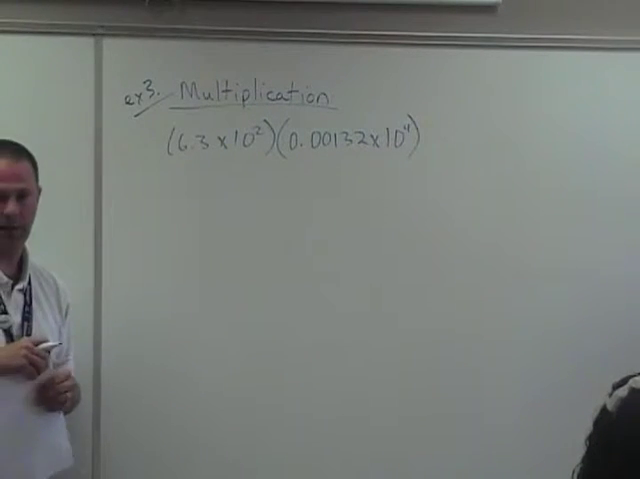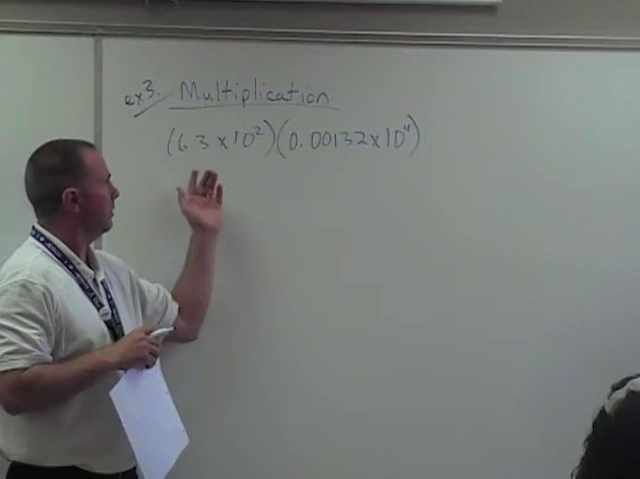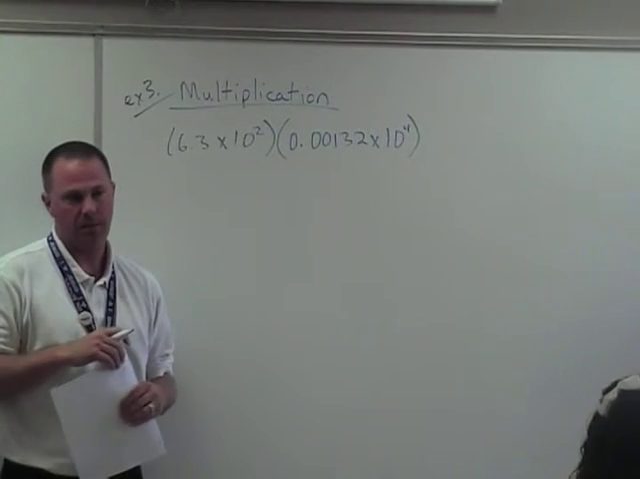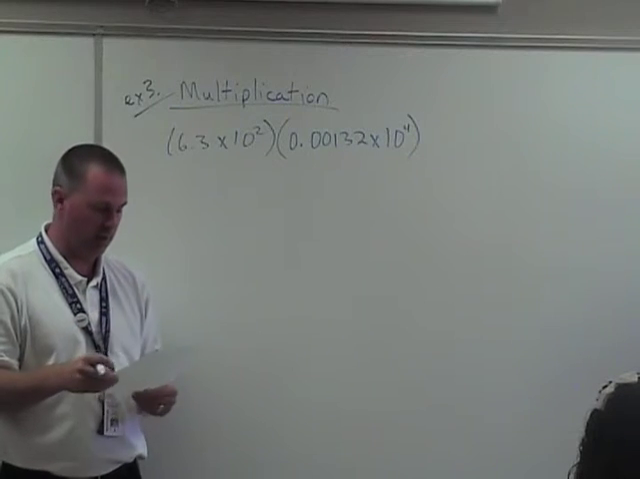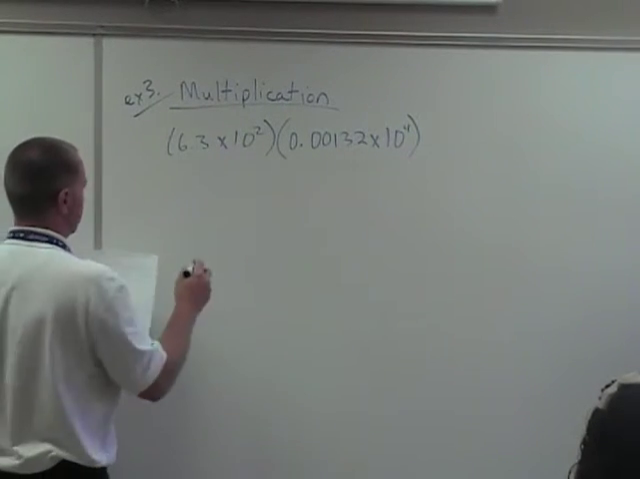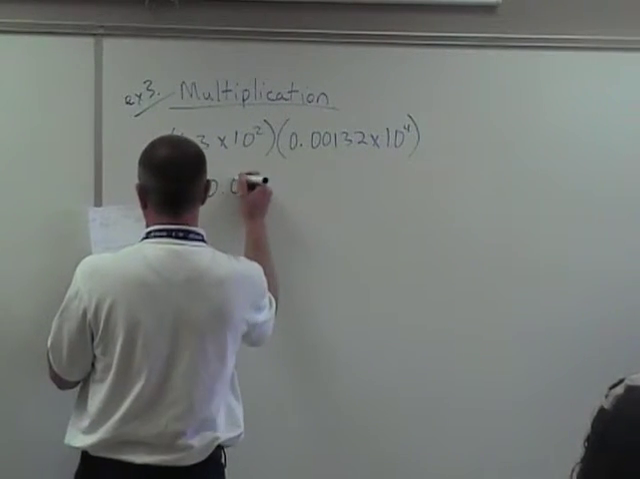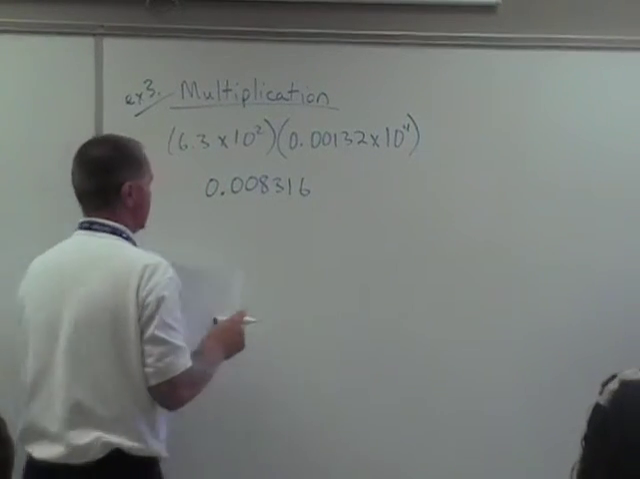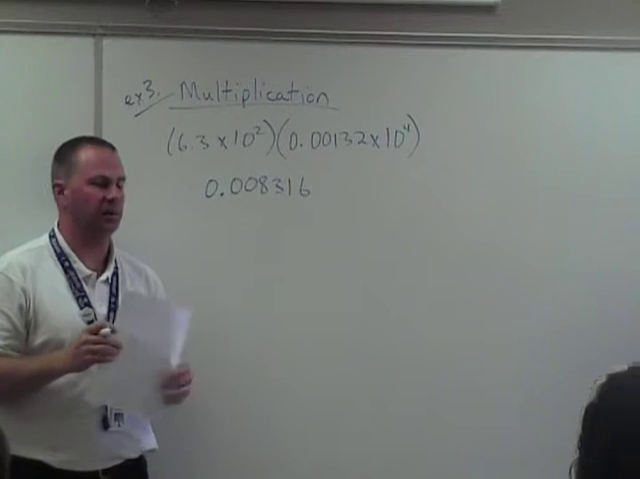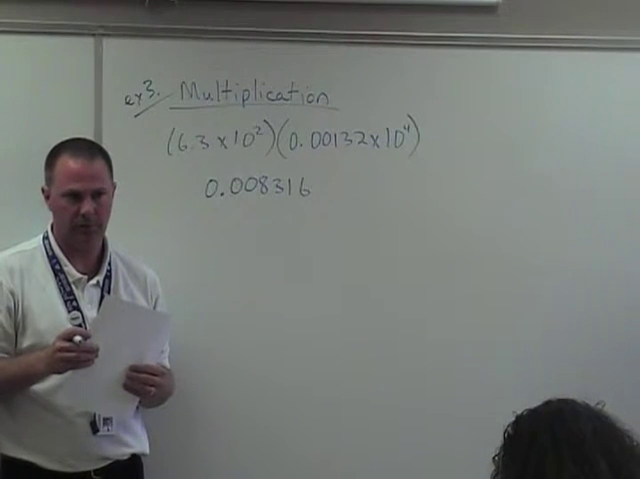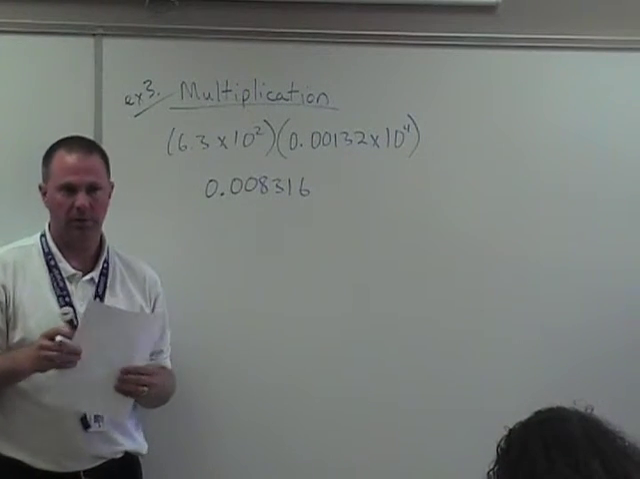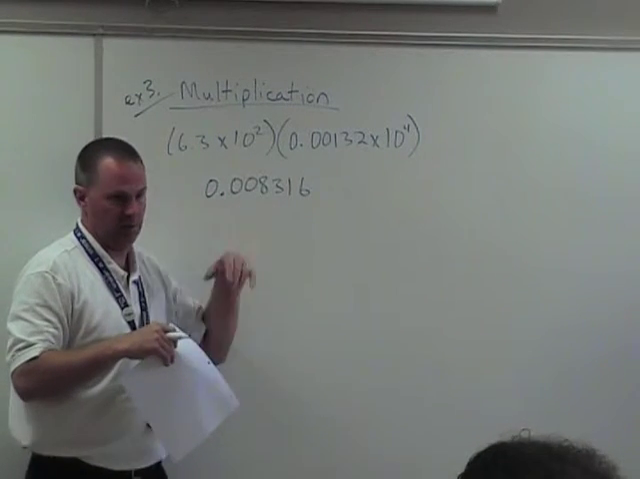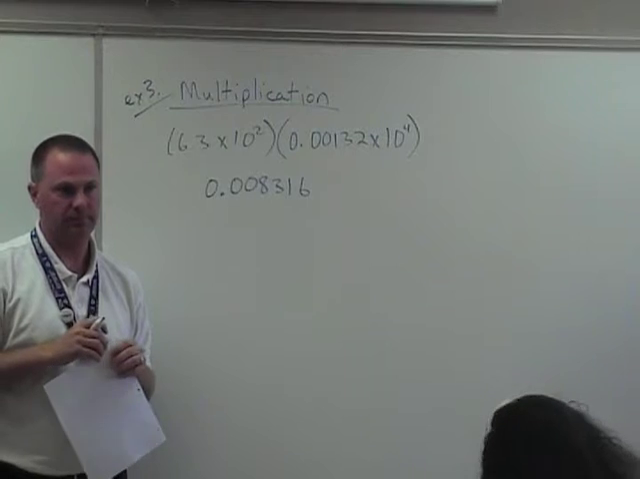Now, I went over this Friday in your notes, but not with these types of numbers. What do you get when you multiply those two numbers? 0.008316. Thank you. Now, that's just those two numbers multiplied together. You're supposed to multiply together? Oh, this is a division symbol. There's nothing in here, that's multiplication. Okay.